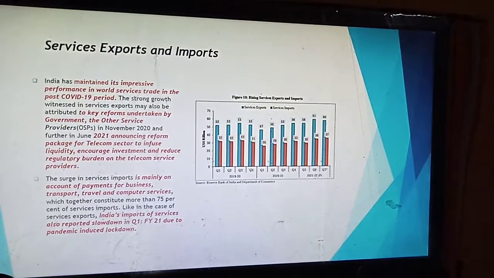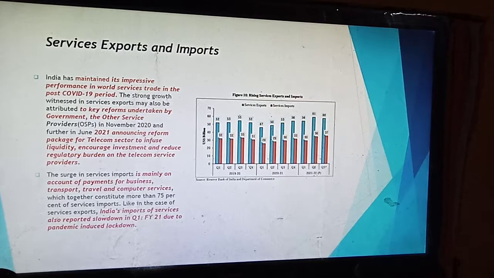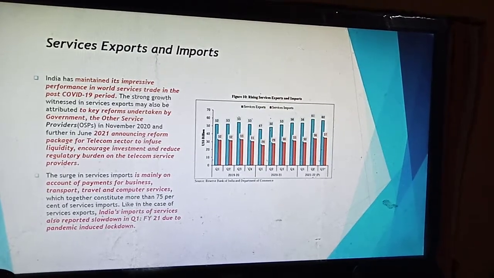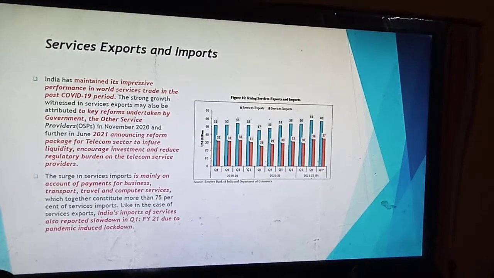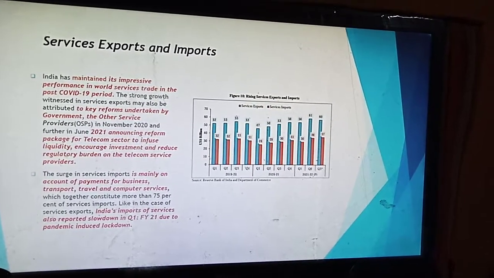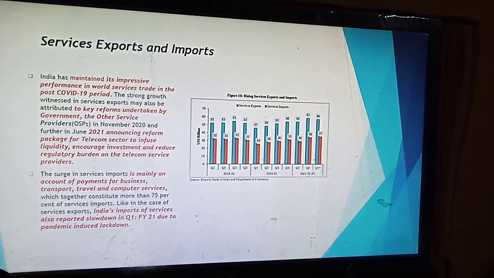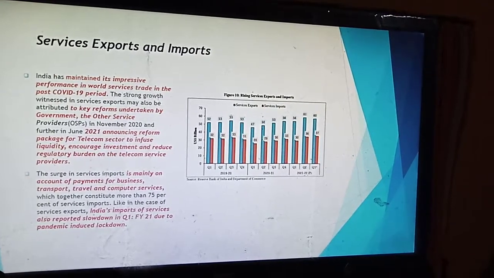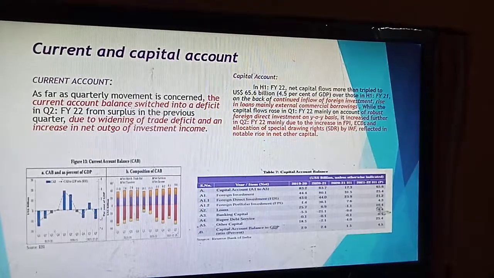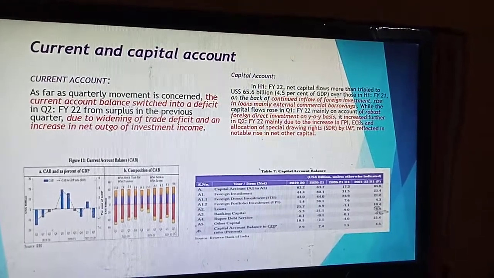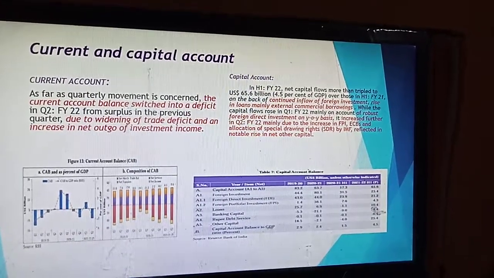Now coming to service exports. Service exports maintained an impressive performance in world service trade in the post-COVID-19 period, thanks to key reforms undertaken by the government. In 2021, the government announced a reform package for the telecom sector to infuse liquidity, encourage investment and reduce the regulatory burden on telecom and service providers. The current account balance switched into a deficit due to widening of the trade deficit and an increase in the net outgo of investment income.